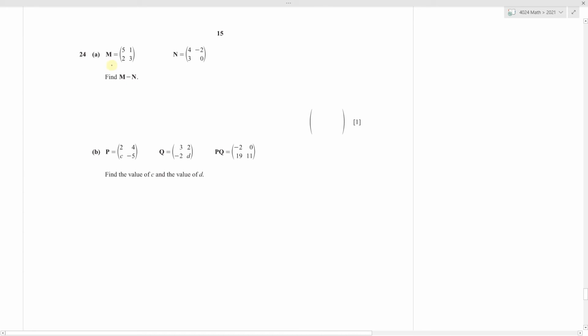Question number 24, you're given matrix M and N. Find M minus N. So M is 5, 1, 2, 3, minus N is 4, minus 2, 3, and 0. So this is 5 minus 4, which is 1. 1 minus and minus become positive. So 1 plus 2 will be 3. 2 minus 3 will be minus 1. 3 minus 0 will be 3. So 1, 3, minus 1, and 3.